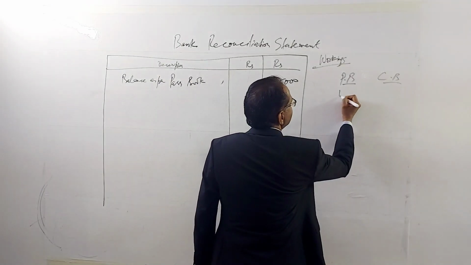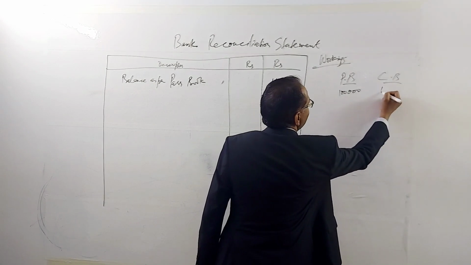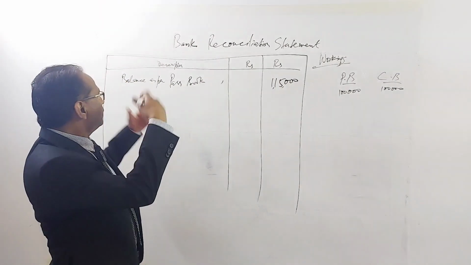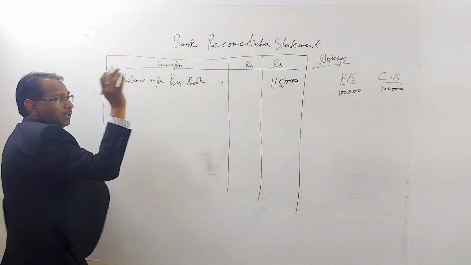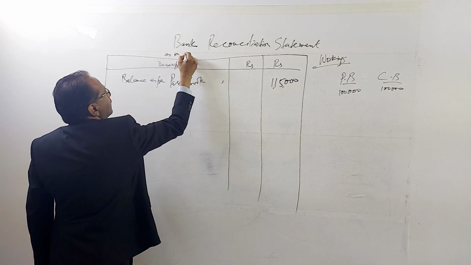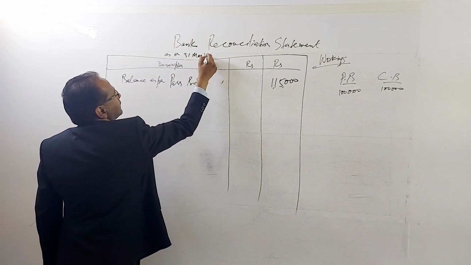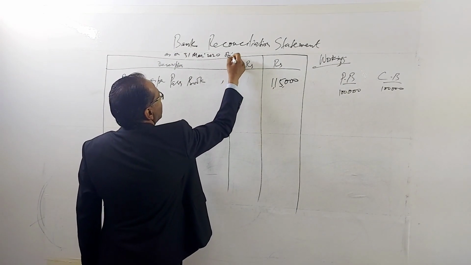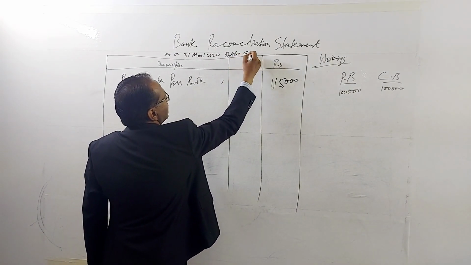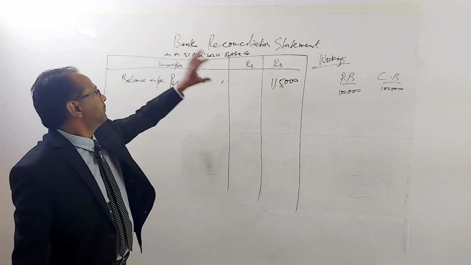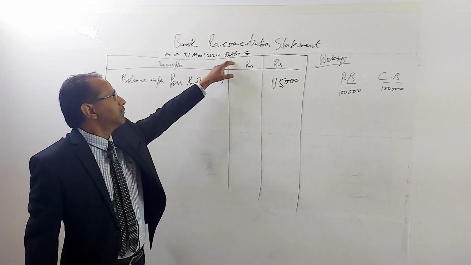Consider that 1 lakh rupees was the balance. Okay, sorry, we forgot. We have to write here: Bank reconciliation statement as on 31st March 2020 of ABC company. The bank reconciliation statement is prepared as on 31st March 2020 of ABC company.